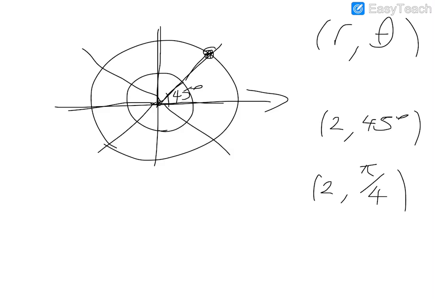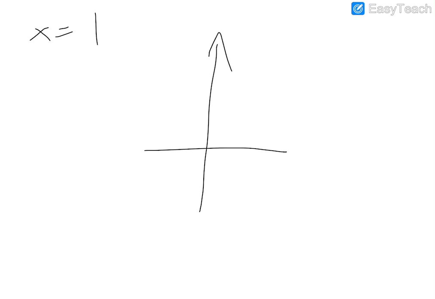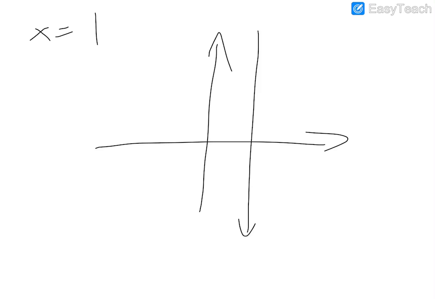So, why do we care? Well, first of all, it's useful for algebra. So, for example, what does x equals 1 mean? Well, if we graph it, it basically means a line. It means no matter what, x is always going to be 1.